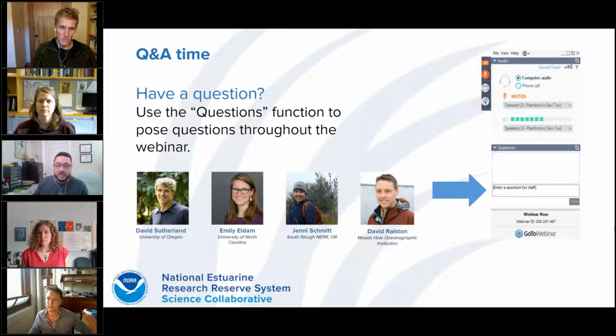You can see Megan and I typing them in here. Somebody had a question about the model. For the upstream of Coos River inside the model domain, what is the source for the bathymetry?